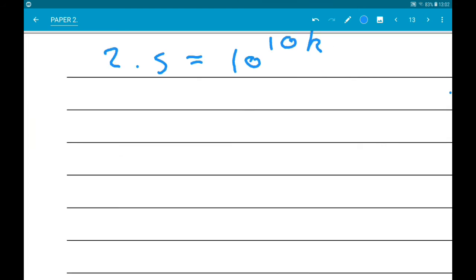From there then, if we take a log base 10 of both sides, we get log 10 of 2.5 is 10k divided by 10. K is 0.0398.